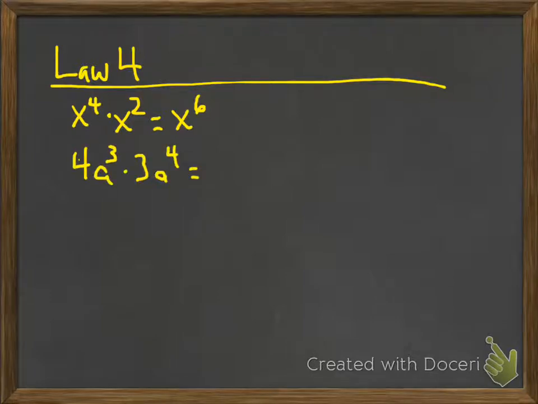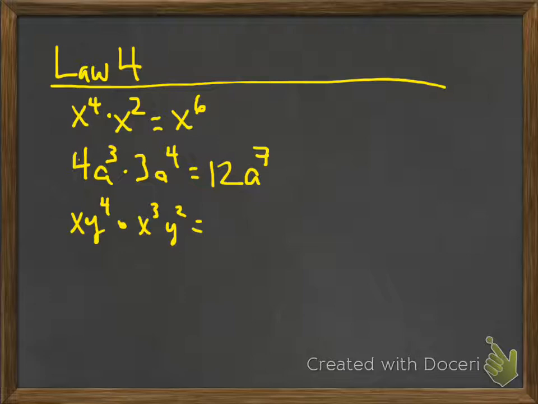4a cubed times 3a squared. Now remember, the 4 and the 3 are coefficients. So I can multiply 4 times 3 and get 12. Now, the a to the 3rd and a squared are part of the same base. So let's see, they're going to get combined. There'll still be an a. Now the exponent is a to the 7th. Do you see a pattern here that you could maybe tell me what you think it is? Alright, one last example.